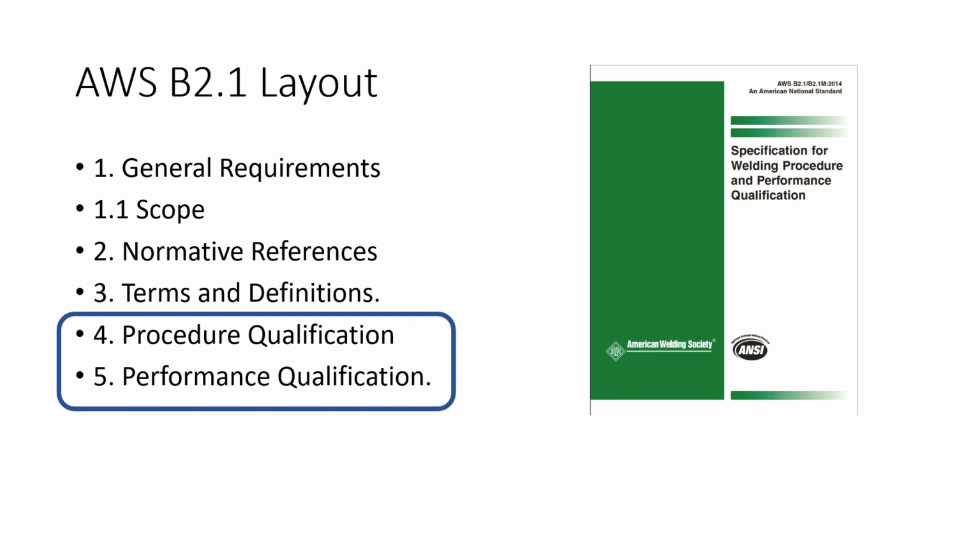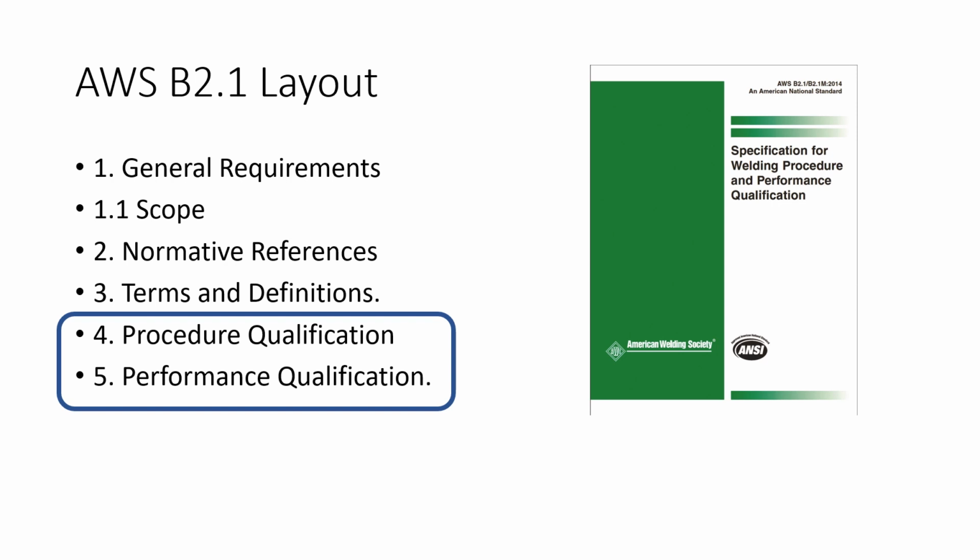General requirements, and then there's the scope, normative references, terms and definitions, procedure qualifications, performance qualifications. So this is laid out like almost all of the other AWS codes, but you'll notice that after we get to performance qualification, there's no inspection, nothing to do with inspection or fabrication or any of that. This document is strictly for welding performance and procedure qualification.